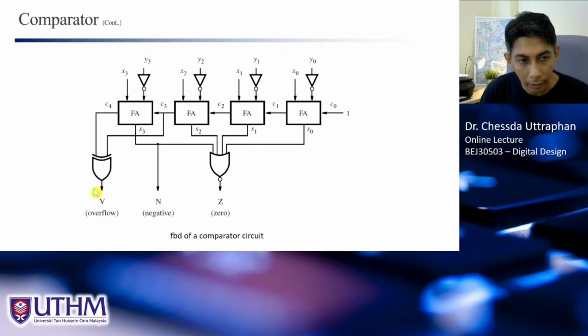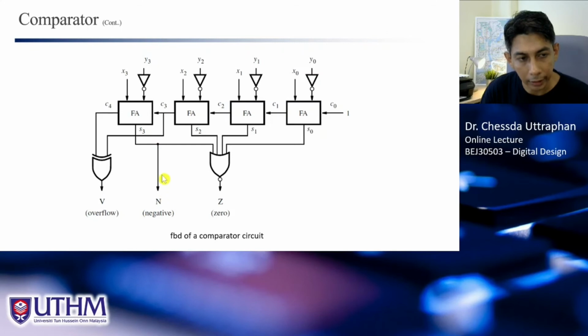And to know whether the output is positive or negative, it's easy. You look at the MSB, the sign bit, which comes from the most significant bit. And if this one is 1, it means that the result from the subtract operation x minus y is negative. And if negative, it means that x is less than y. So to know whether x is less than y or not, we look at this.